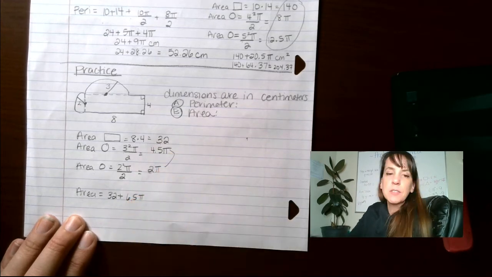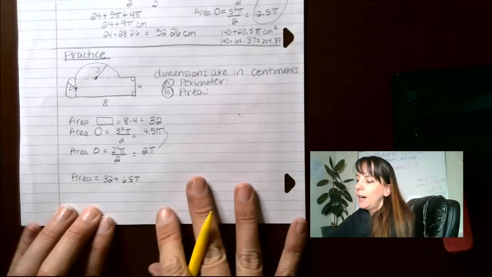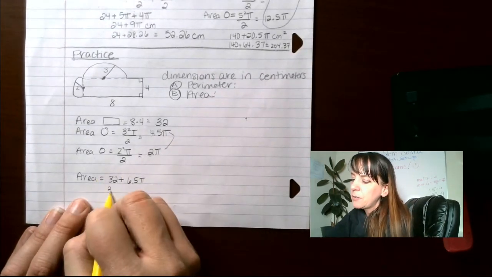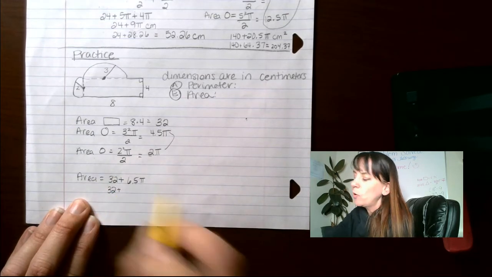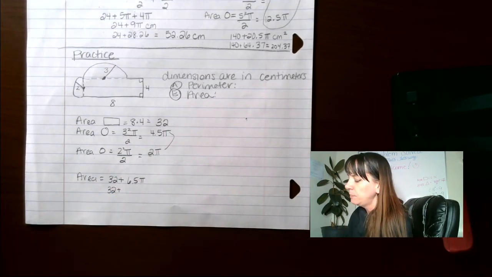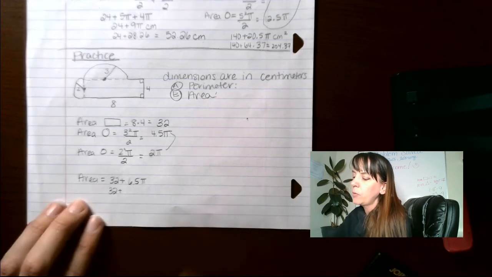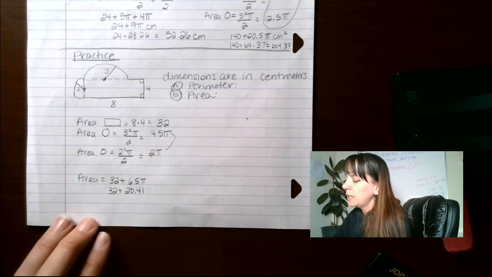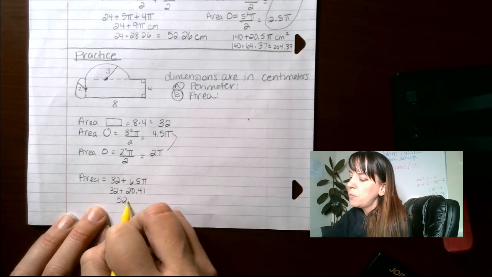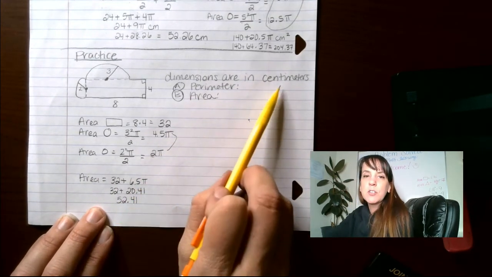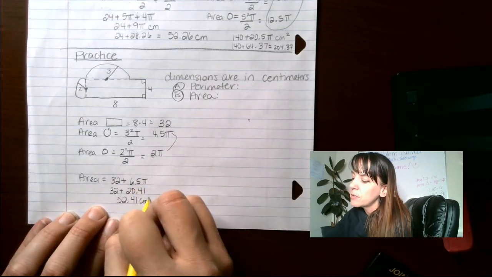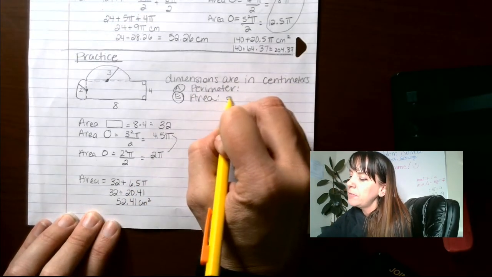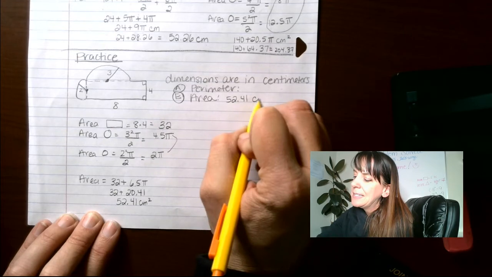I'm allowed to combine those because they both contain pi. Okay, so then let's do 32 plus 6.5 times 3.14 is 20.41. Combine those two things, we end up with 52.41. Dimensions are in centimeters, so centimeters squared. So we'll come up here, we'll write that 52.41 centimeters squared.